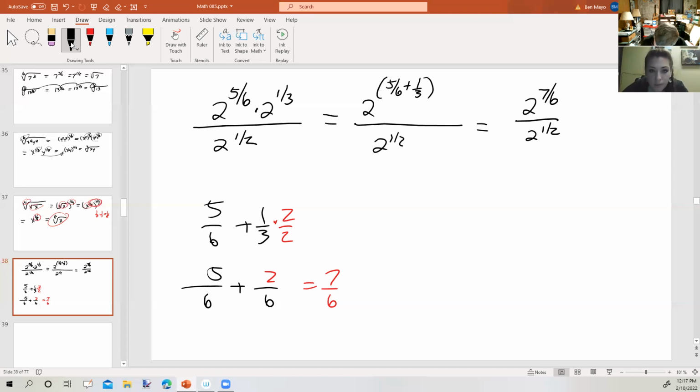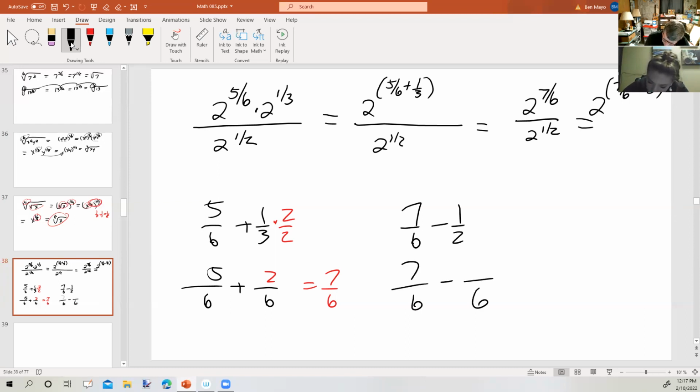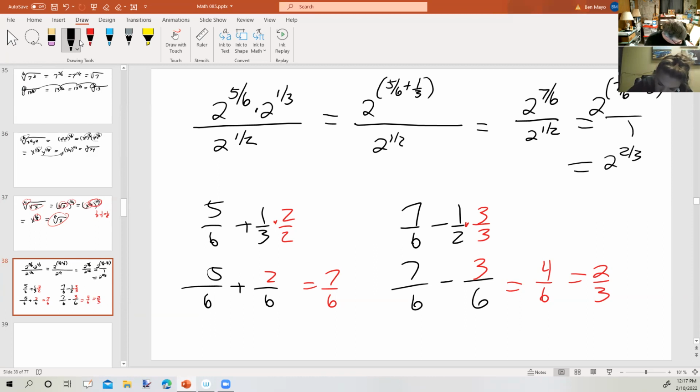Now we're dividing two powers with the same base. So we've got the base with the top exponent minus the bottom exponent. Well, 7/6 minus 1/2, common denominator is 6. So 7/6 doesn't change. The 1/2 we multiply by 3 over 3. So we get 7/6 minus 3/6, which is 4/6, which reduces down to 2/3. So we end up with 2 to the 2/3 power.